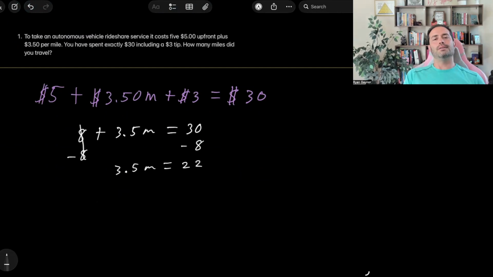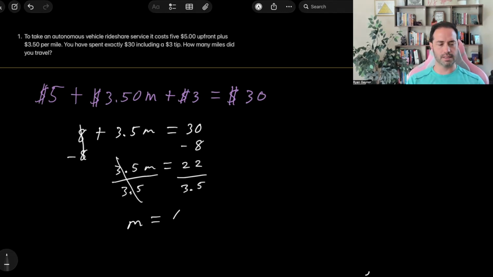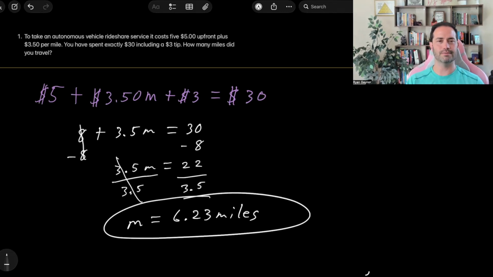And then it says 3.5 times M, so we divide by 3.5 on each side. Cancel that out, and then we figure this out. 22 divided by 3.5. And we get the miles is approximately 6.23 miles. That's how far we went.